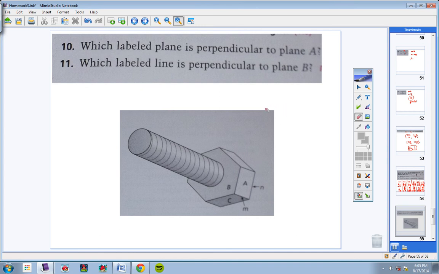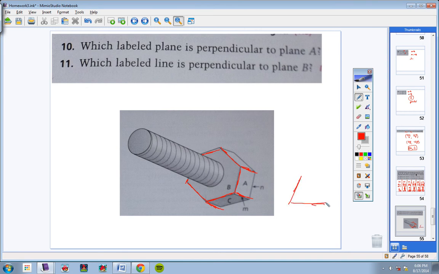Now, question number 11 says, which line is perpendicular to plane B? So in other words, here's plane B, this whole flat surface right here. There are many lines coming off of plane B that are perpendicular. This line comes straight down. This line comes straight down. This line comes straight down. All of those lines are perpendicular to plane B, and perpendicular would be like this.